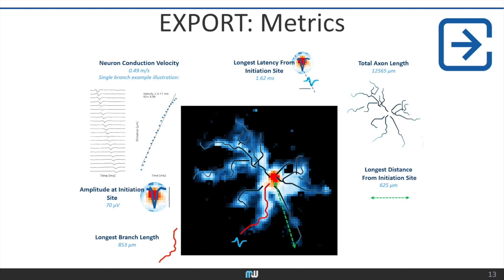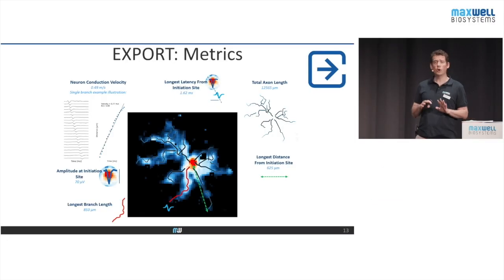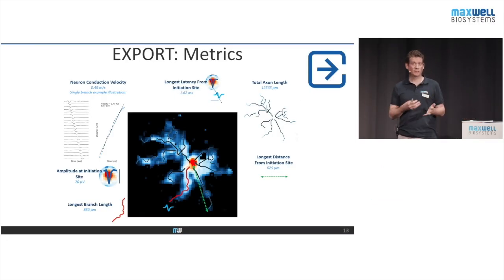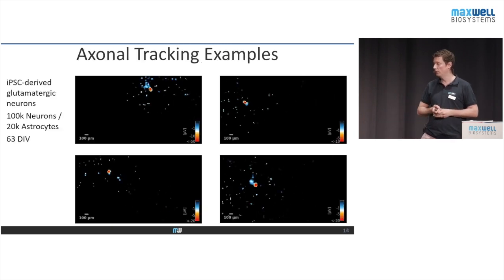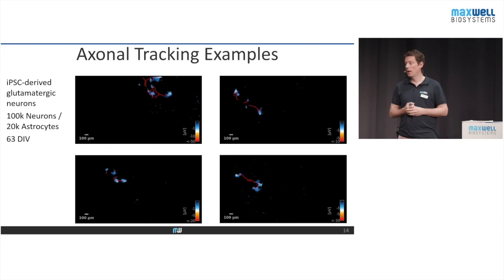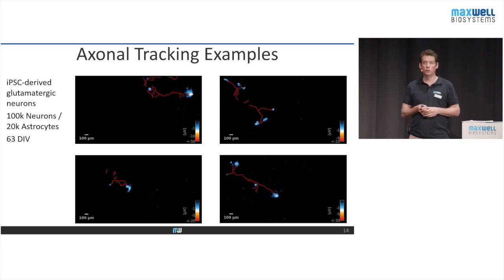And we measure that by using the longest distance from initiation site, basically just the direct measure for this. So with that, I would like to show you some examples of how it looks in practice. So here are some examples of individual axon tracking. This is from iPSC-derived glutamatergic neurons.